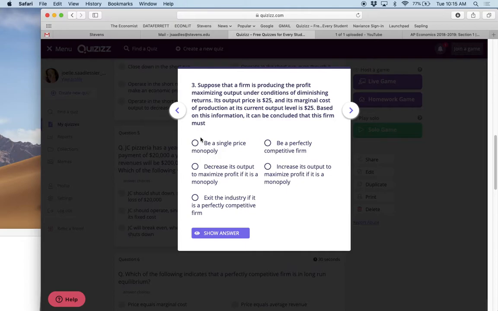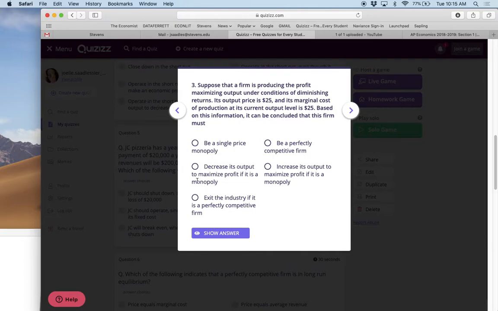Can it be a single price monopoly? We're going to talk about monopoly later, but monopoly price is always greater than marginal revenue. And when marginal revenue equals marginal cost, that means price is greater than marginal cost. So this is not a monopoly.